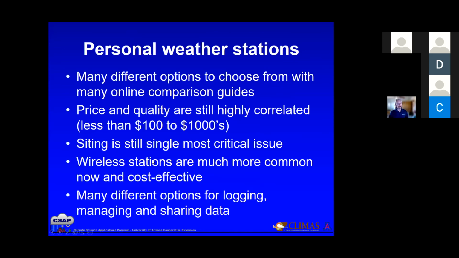Okay, so personal weather stations, again, you don't need a $10,000 weather station. You can if you've got it and you want, but you can really get pretty good weather stations for a couple hundred dollars, $250. Some of the higher end ones are $500, and some are down to $100. And then you've got to kind of look at the trade-offs there as far as quality. But siting is still the single most critical issue: putting the station in a good spot and making sure it's capturing what you want to capture of the particular location. The wireless aspect has made siting stations much, much easier, and they're now very common and cost effective. And there's lots of different options for logging, managing, and sharing data. And this improves every year over time.